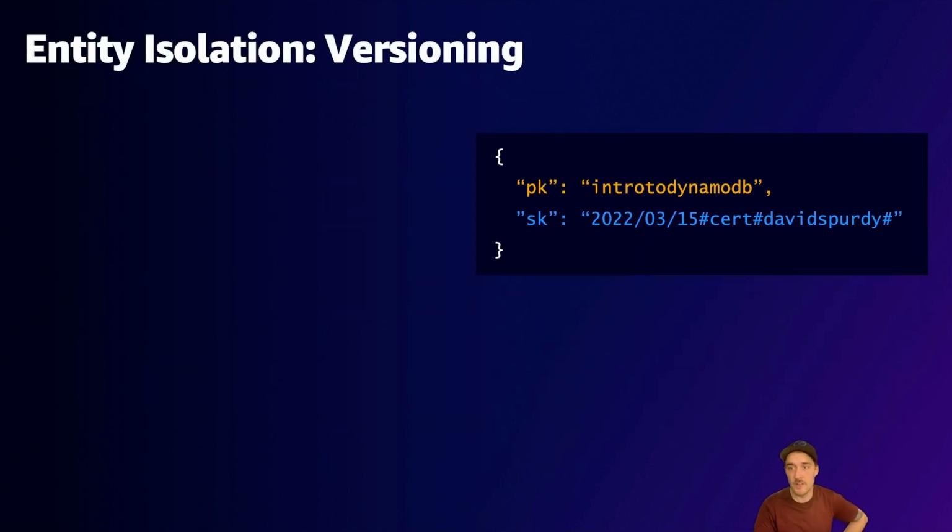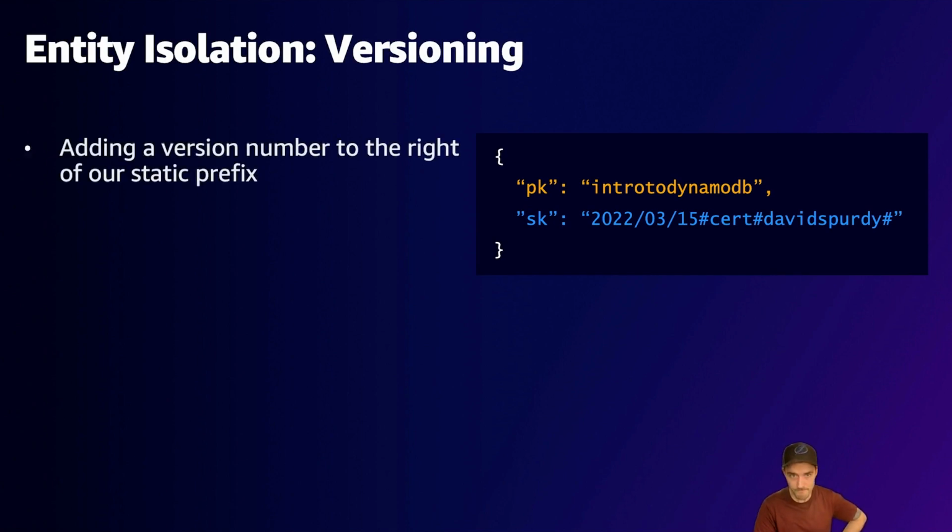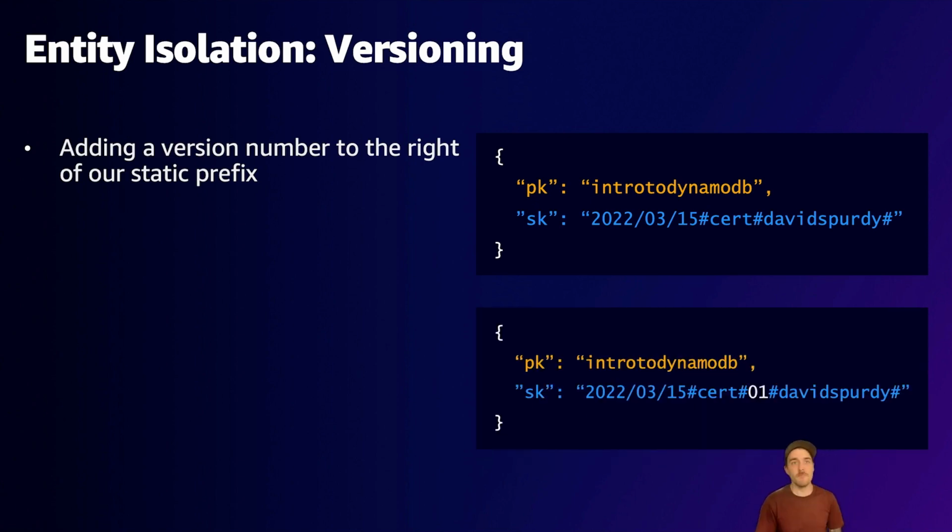Entity isolation, another concept here is versioning. And what I like to do with my keys, shout out to ElectroDB, it does all of these things for free out of the box with no configuration, is add a version number to our static prefix, which can be really helpful. The static prefix or static string that I most often use is my entity, or sometimes I'll go beyond that, not even just my entity, maybe some sort of subgrouping that helps me group things even further.